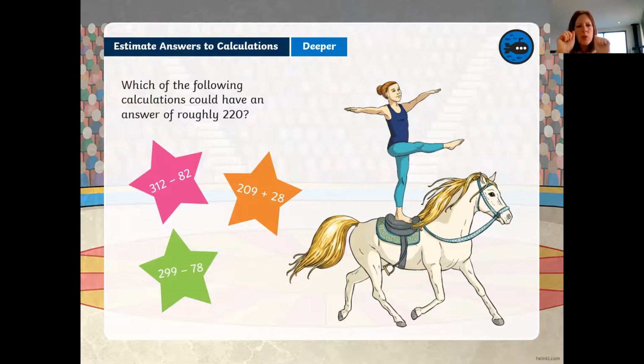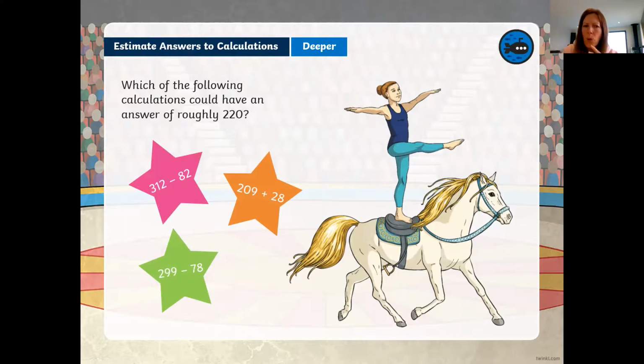The next one is 209 plus 28. If I round 209, that's going to be 210, my nearest 10. 28 is close to 30. 210 add 30 is going to be 220, 230, 240. So that's even further away. That's what this next one does.